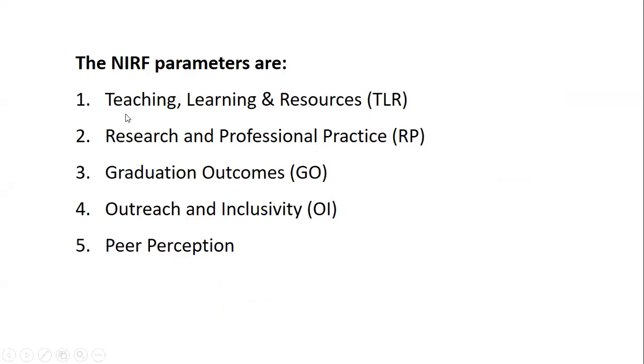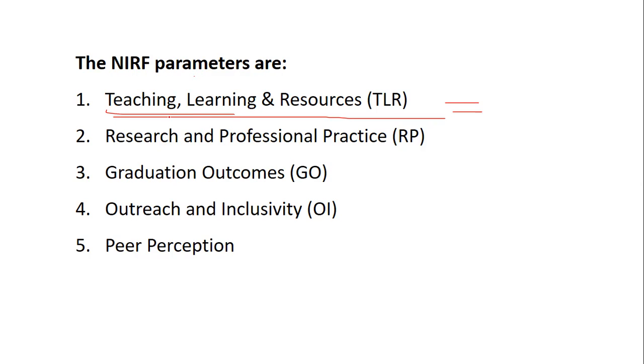So when I'm talking about teaching, learning, and resources, I'll go into a little bit of detail in case they ask you the question. Teaching, learning, and resources is the first parameter. So here they are talking about student strength. Now, student strength, when I say that, includes doctoral students, the students who are doing the PhD, research scholars.